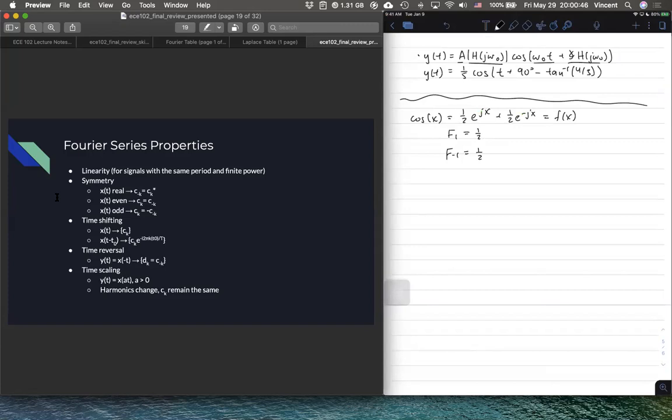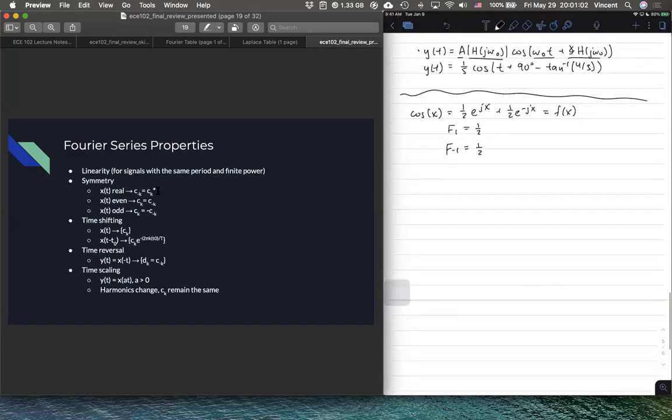If you look at the property here, if x of t is real, then c of negative k equals c of k complex conjugate. That's true here: F of 1 is the complex conjugate of F of negative 1. Then if x of t is even, then c sub k equals c sub negative k. Cosine is even, and you can see here that they're the same. And if x of t is odd, then you get c sub k equals negative c sub negative k.